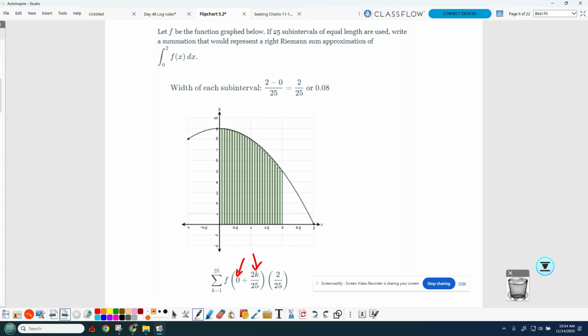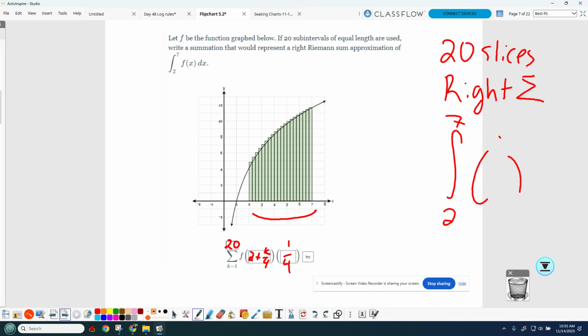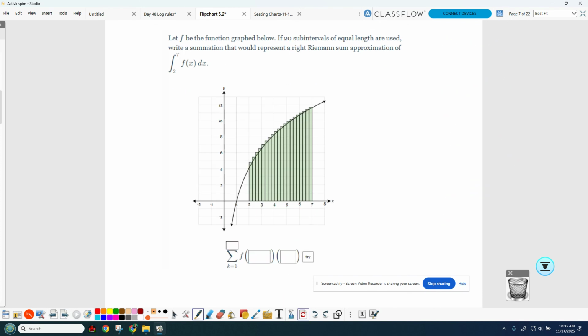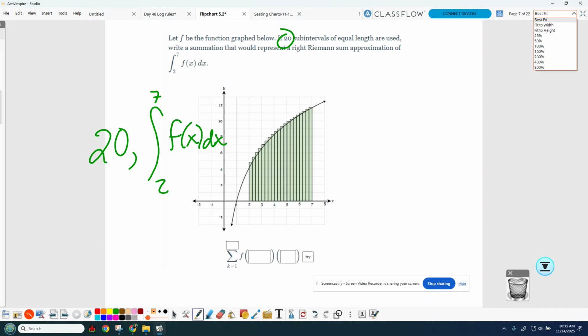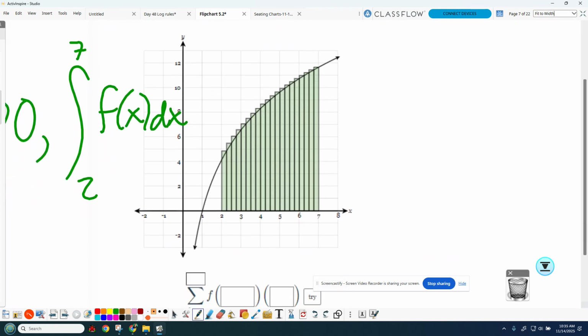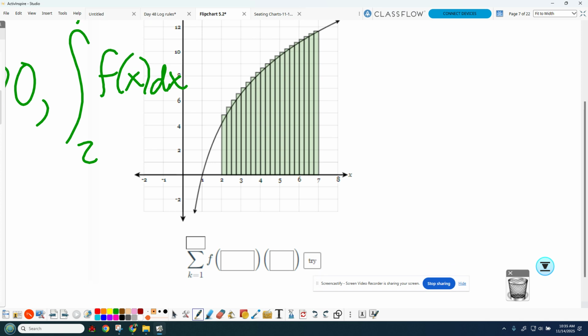First time I saw these on the exam, I'm like, I don't ever teach this. What are they talking about? What are they doing? Okay, so I don't know how to make this bigger so you guys can see. 20 subintervals. We're integrating from 2 to 7. What would you fill in?